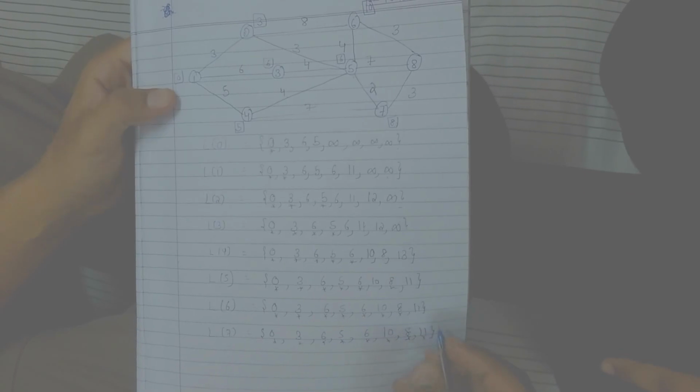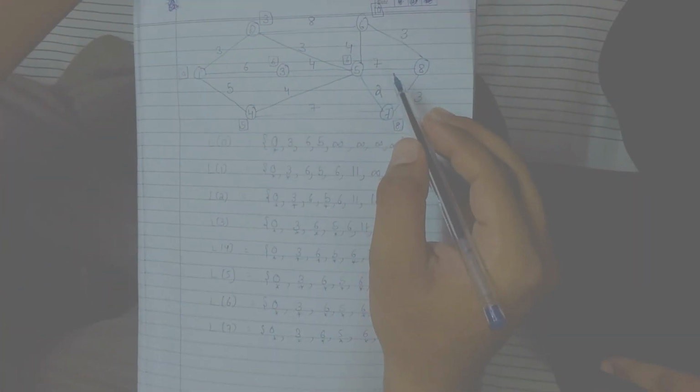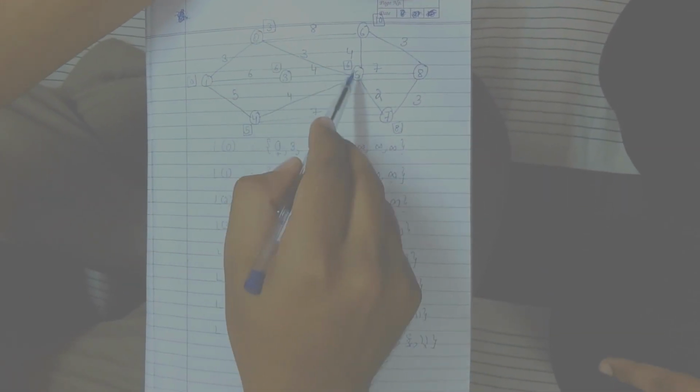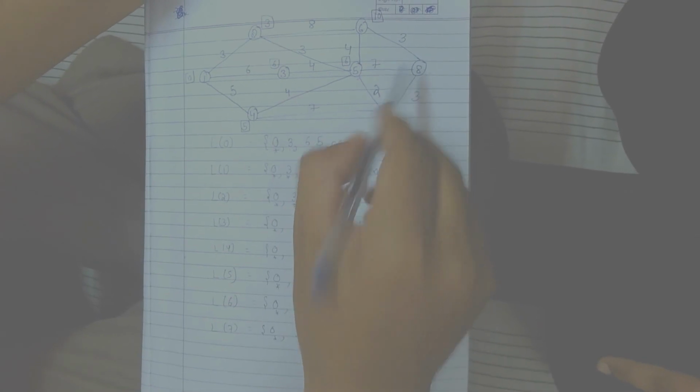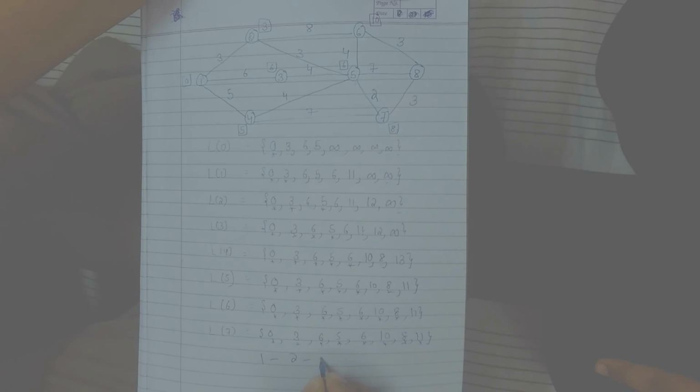Now the last step is that we are going to find the shortest path from 1 to 8. If we see, the path 1, 2, 5, 7, 8, the distance comes out to be 11. That is 1, 2, 5, 7, 8.